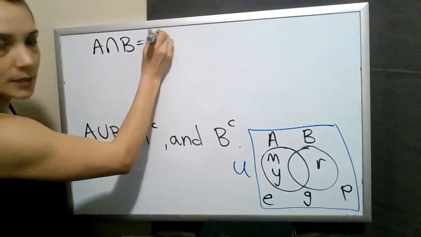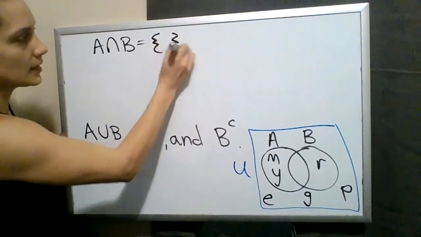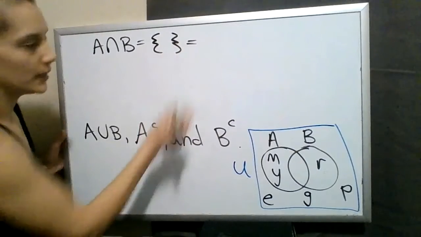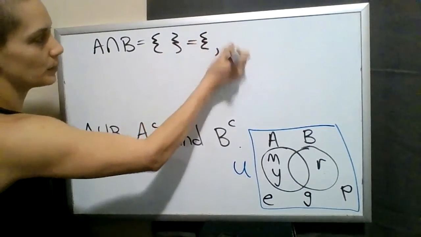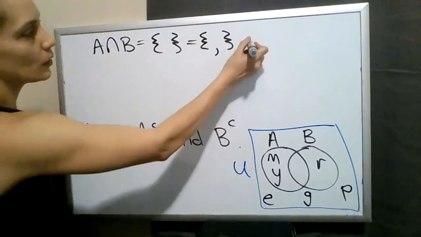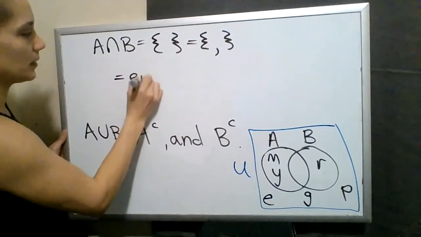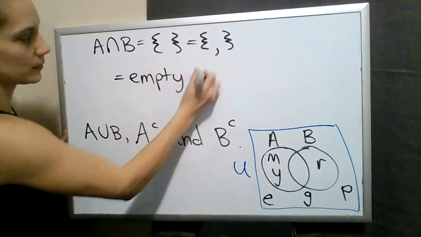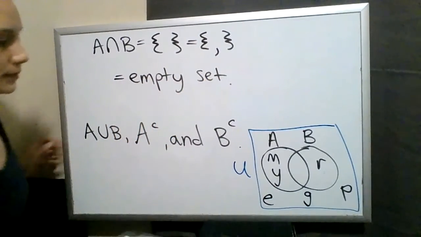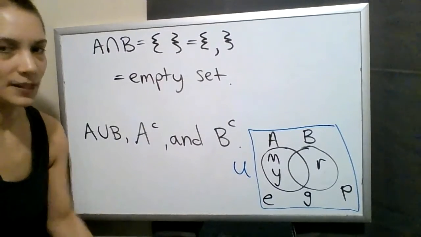So you can put curly brackets that have nothing inside. It's okay if you want to put a curly bracket and just a comma and then another curly bracket, or you can write empty set. There's nothing in there.